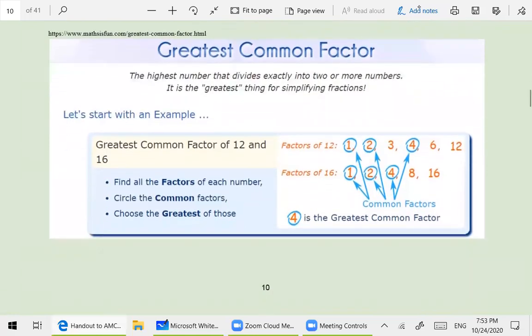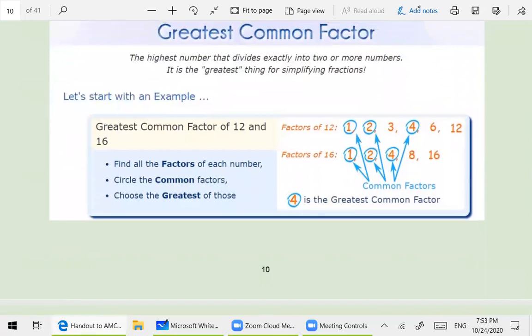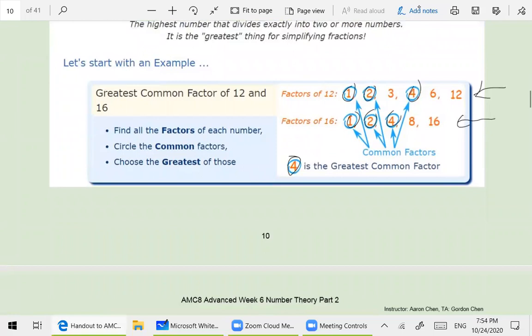So, an example: the greatest common divisor of 12 and 16. Here are the lists of factors for 12 and 16. And as you can see, they repeat in 1, 2, and 4. And the largest of those is 4. Note how all the other common factors divide the greatest common divisor.